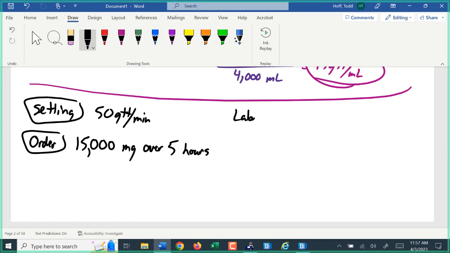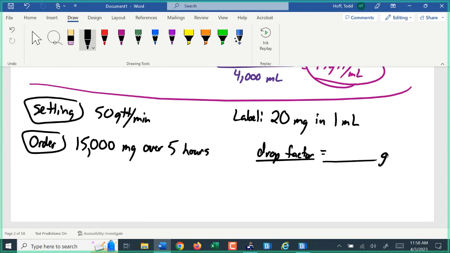Our label is telling us that we are constituted at 20 milligrams in 1 milliliter. So again, we're going to find the drop factor. So I'm going to give you again about a minute in your notes to find that, and then we'll go over it.